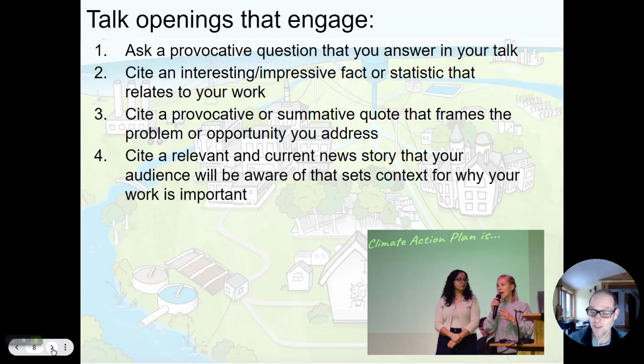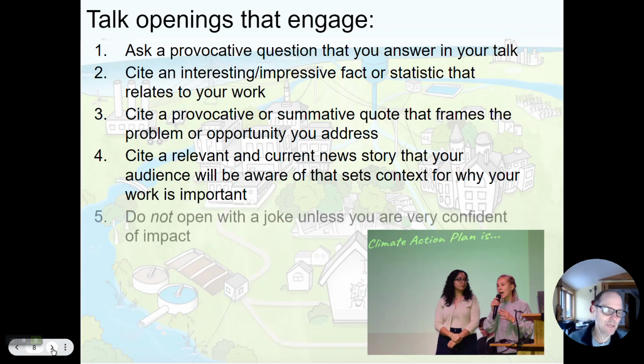Sometimes they relate it to a very recent news story. That's a great way of making it relevant to the moment that the audience is going to be aware of. Occasionally, people do use humor. It's not usually recommended to do that because jokes fall differently with different audiences. So unless you really know your audience and know you're going to be able to pull this off, it's probably the least good idea to start with.